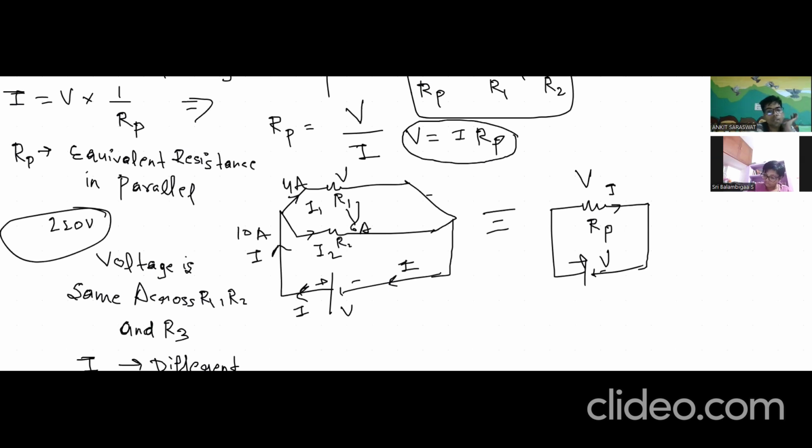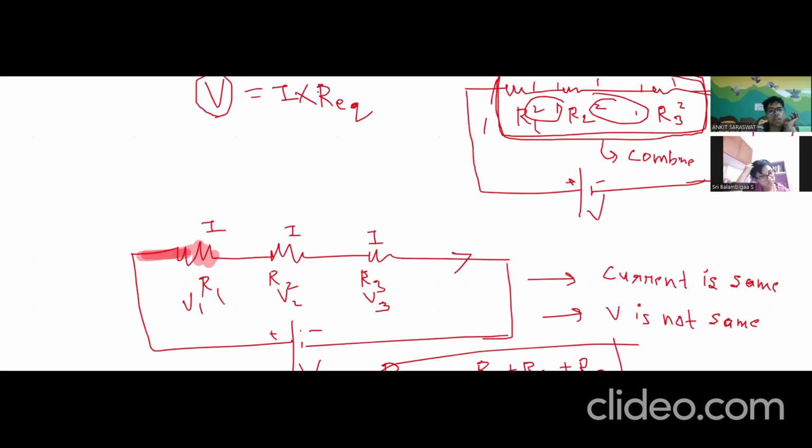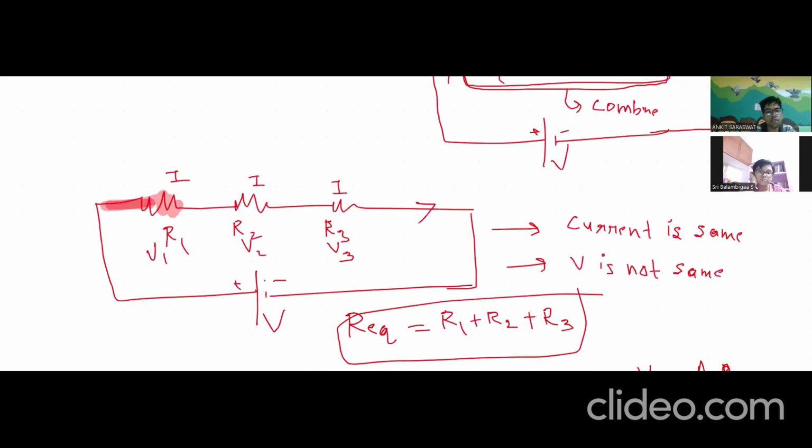But in case of series, you can see, series means what? In case of series, if R1, R2, R3 are in series combination, then current will be same. Same current is going here. There is no junction here. Same current I.